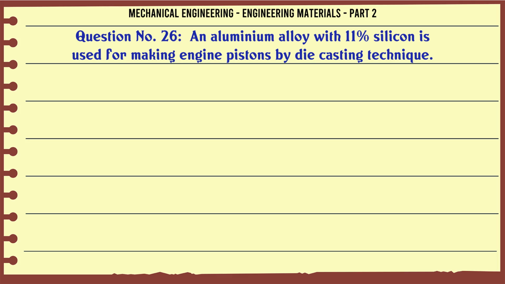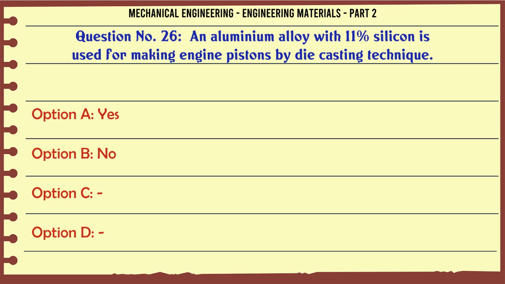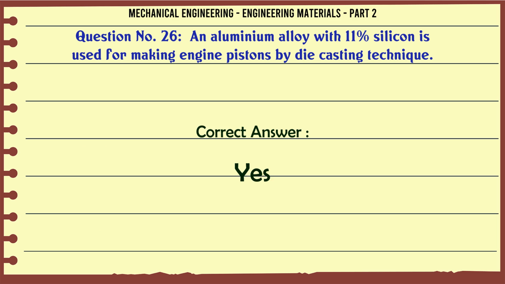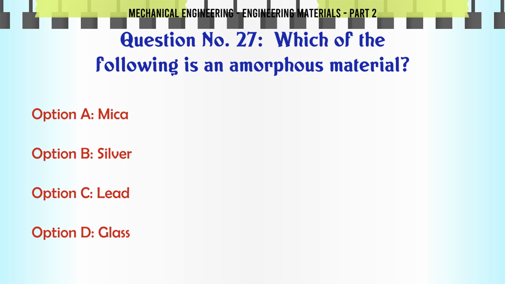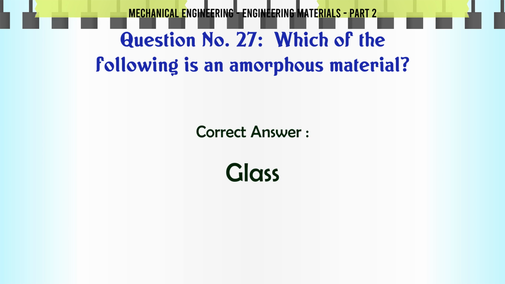An aluminium alloy with 11% silicon is used for making engine pistons by die casting technique. A. Yes, B. No, C. D. The correct answer is yes. Which of the following is an amorphous material? A. Mica, B. Silver, C. Lead, D. Glass. The correct answer is glass.